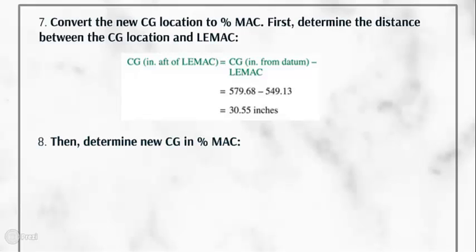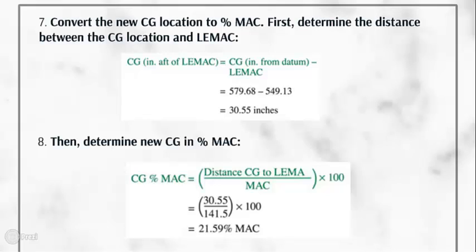Eighth and last step, determine new CG in percent MAC. CG percent MAC equals distance CG to LEMAC divided by MAC times 100. It will be 30.55 all over 141.5 times 100. The answer will be 21.59% MAC.